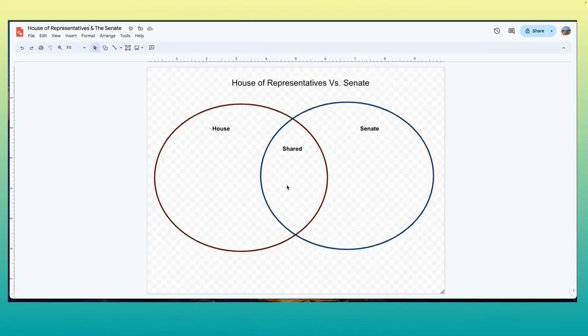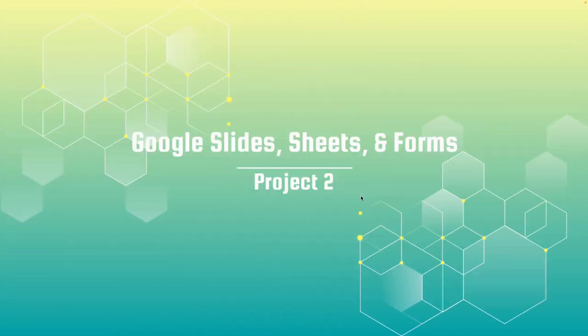I also had a Venn diagram that the students could use. This was a Google Drawing that they could use to compare and contrast the House and the Senate. And the students were doing this together, and we did this as a whole class activity where they told me what was specific about the House or the Senate and what powers they shared.